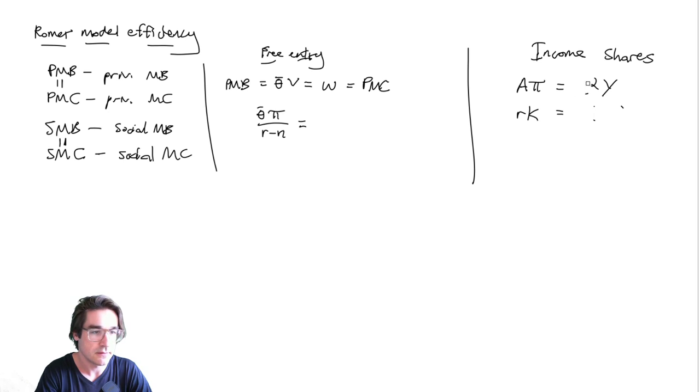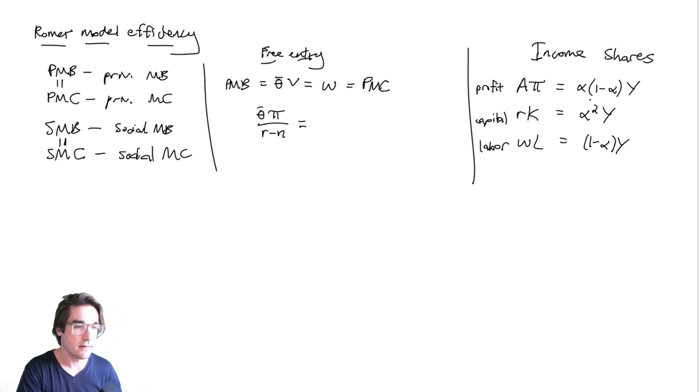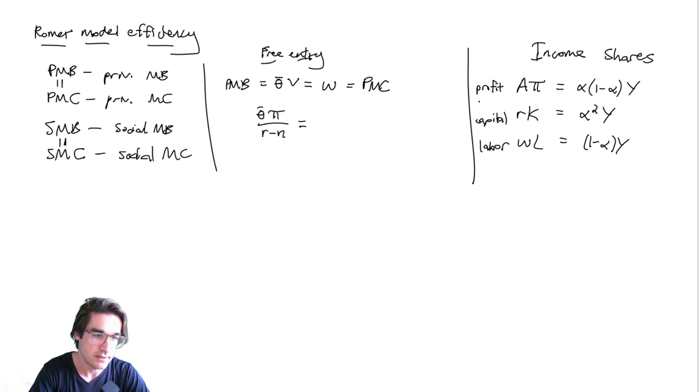Okay, so let's just start over. Remember that the three income sources are profits, capital rental, and labor. So this one is alpha times 1 minus alpha fraction of Y. This one is an alpha squared fraction of Y. And this one is a 1 minus alpha fraction of Y. So it's profit, capital, labor, and these all add to one. Alpha minus alpha squared plus alpha squared plus one minus alpha all adds up to one. Income has to go somewhere, and it has to come from output. So that's how it works. Essentially these three sum to Y.